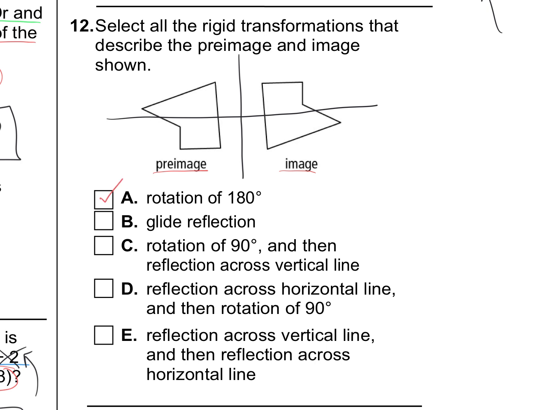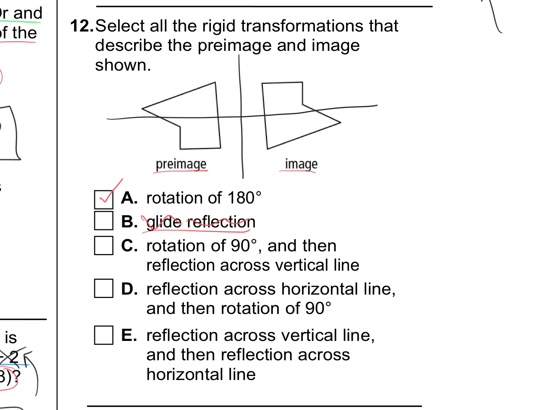What is a glide reflection? It slides and flips. Okay, it does both. If I slid this and then flipped it, would that get me to the image? No, because this would be on the wrong side. Nope, sorry, wrong.